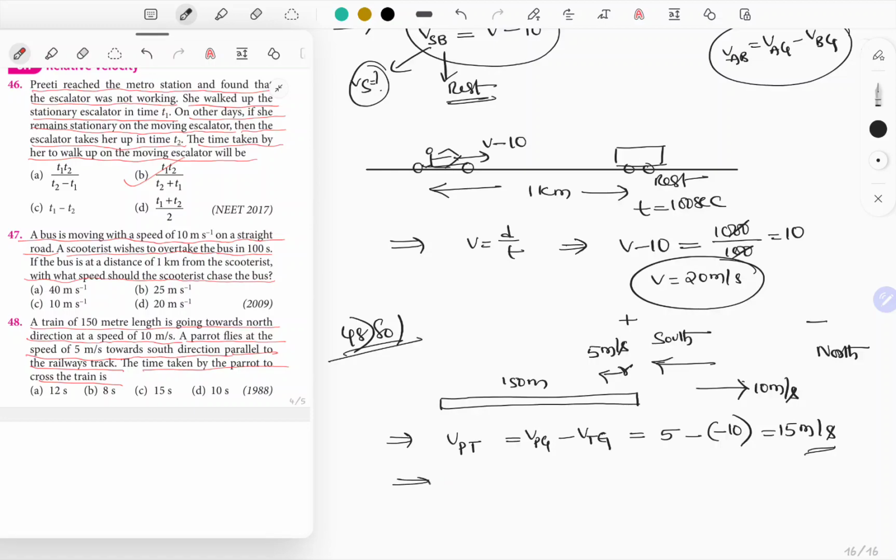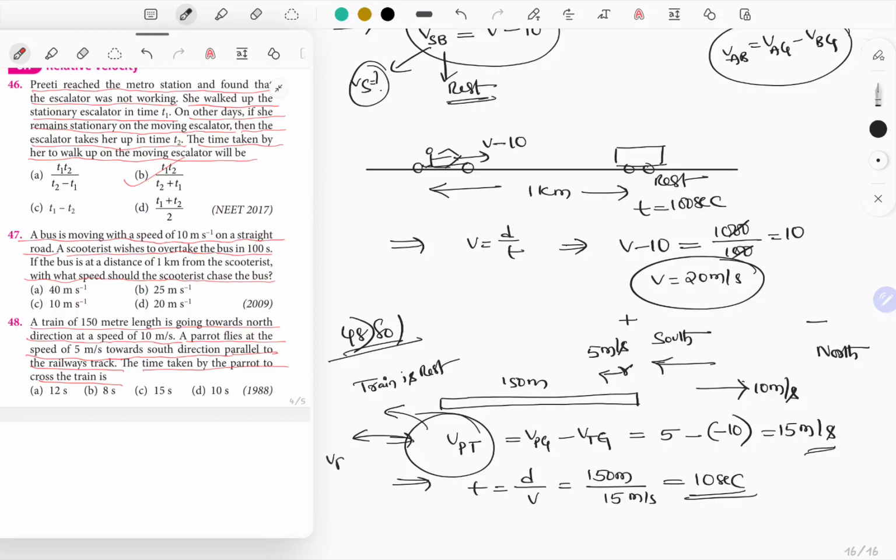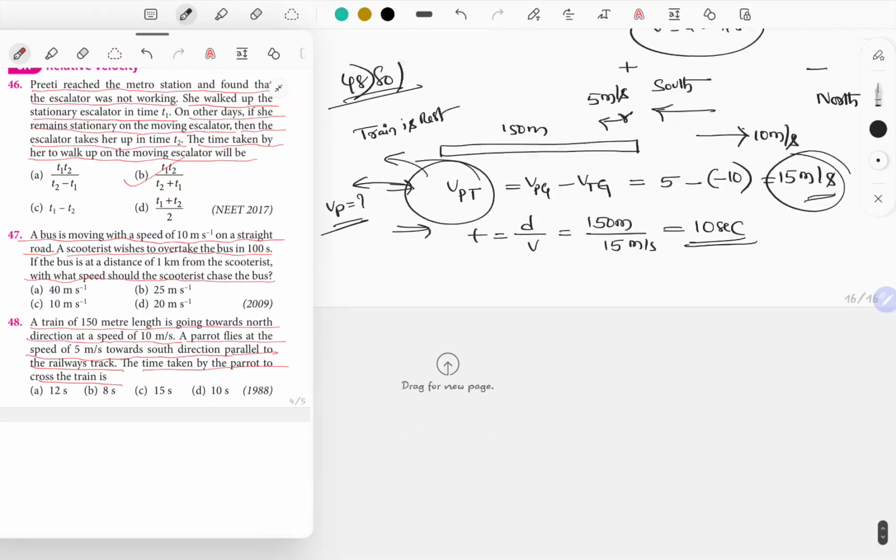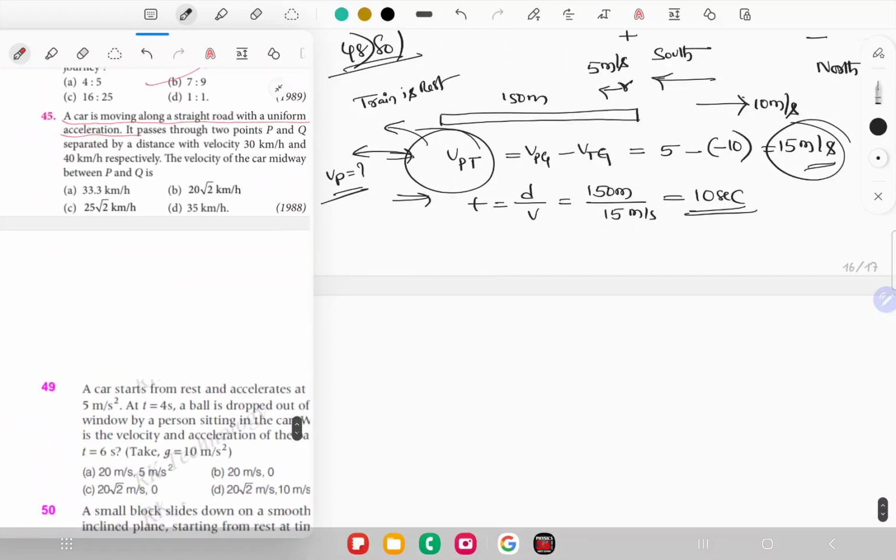So the time taken is going to be time equal to distance by velocity. Distance is going to be 150 meter and the velocity is 15 meter per second, which is equal to 10 seconds. So whenever you are writing relative velocity, note who is at rest and who is under motion. We are finding the velocity of the parrot with respect to the train. The train is the observer. That means the train is at rest in relative terminology. We are finding the parrot velocity, which is equal to 15 meter per second. And the time taken to cross it is 10 seconds. Super. Next.